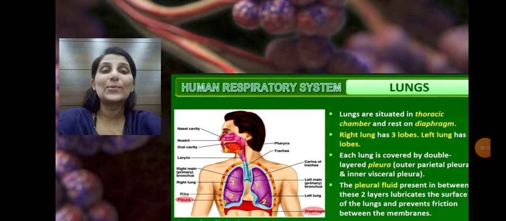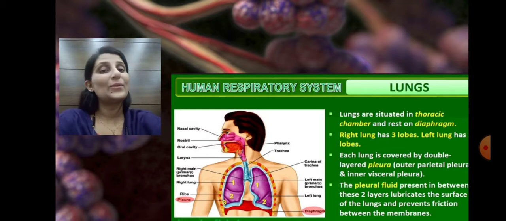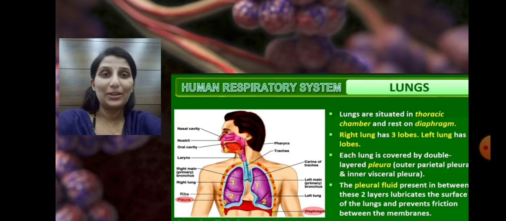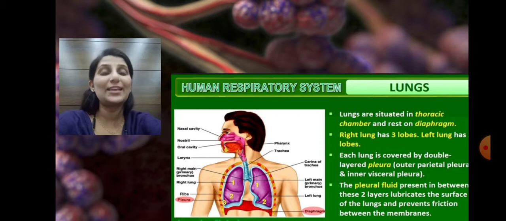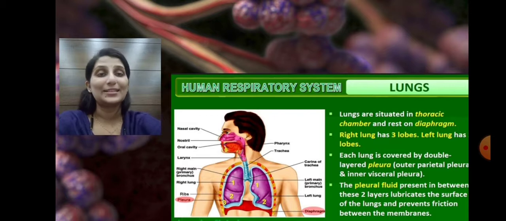The pair of lungs, that is the right lung and left lung, are different in size. It is because the right and left lungs are made up of different numbers of lobes. The right lung is bigger than the left lung because the right lung is made up of 3 lobes, and the left lung is made up of 2 lobes. And why is there a difference in the number of lobes? It is because of the position it holds. It is present on either side of the heart. So it is with respect to the specific position of the heart that the left lung is made up of 2 lobes and the right lung is made up of 3 lobes.